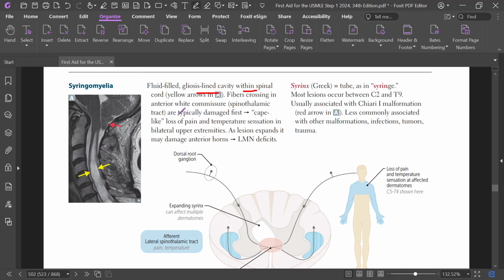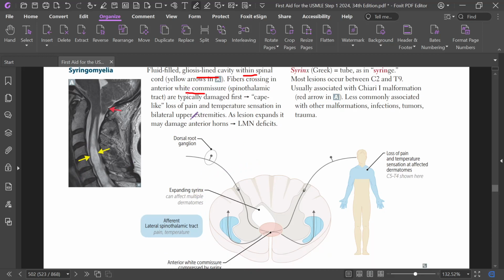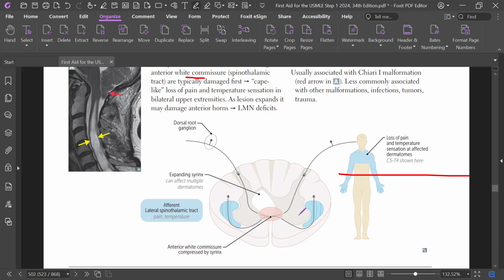Fibers crossing the anterior white commissure are typically damaged. So there is a cape-like distribution with loss of pain and temperature in this area, as the anterior white commissure is compressed by the syrinx. So there is loss of pain and temperature at the affected dermatomes, C5 to T4.